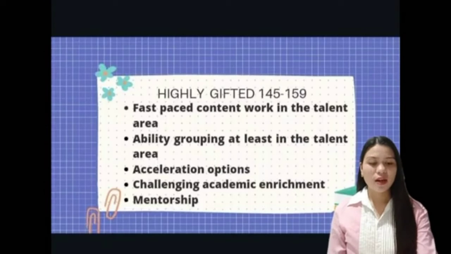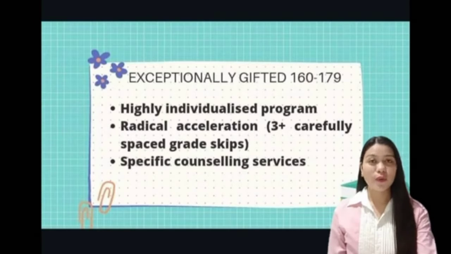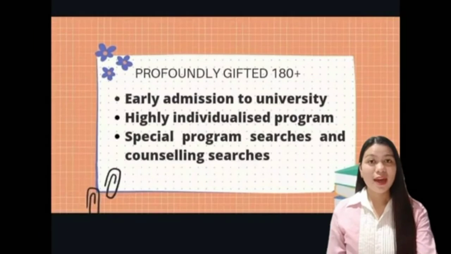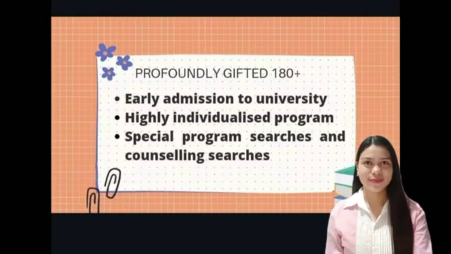Fast-paced content work in the talent area, ability grouping at least in the talent area, acceleration options, challenging academic enrichment, and mentorship. And for the exceptionally gifted, highly individualized program, radical acceleration, 3+ carefully spaced grade skips, and specific counseling services. And for the profoundly gifted, we have early admission to university, highly individualized program, and special program searches and counseling. So, those are the example programs to cater to the different levels of giftedness.